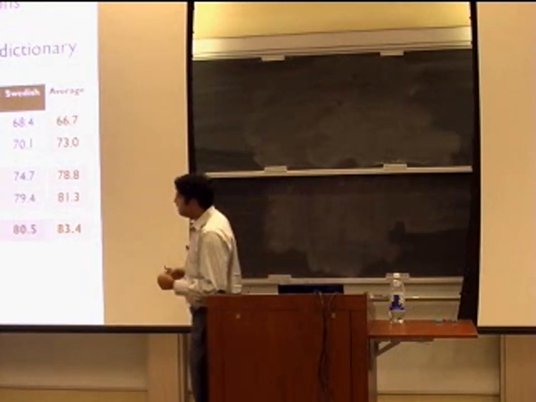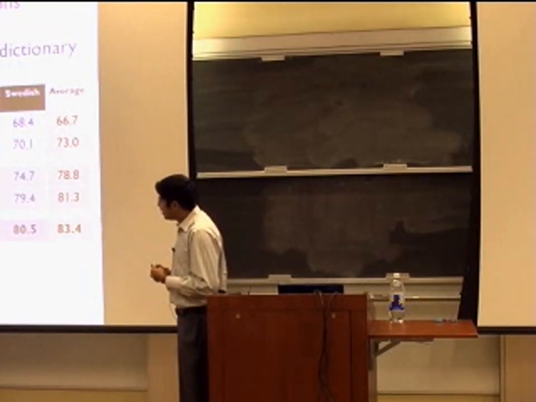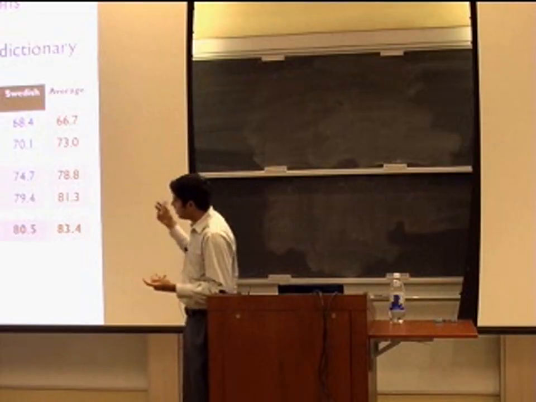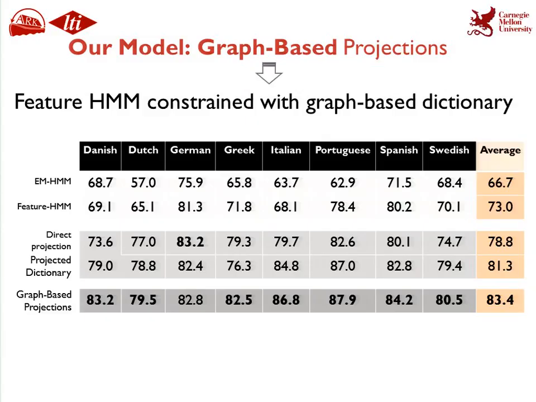We get improvements for 7 out of 10 languages over all the projected and unsupervised baselines, and these are all statistically significant. The average improvement over the feature HMM baseline is more than 10%. For German, we didn't get improvement over the direct projection model. That's the only outlier.